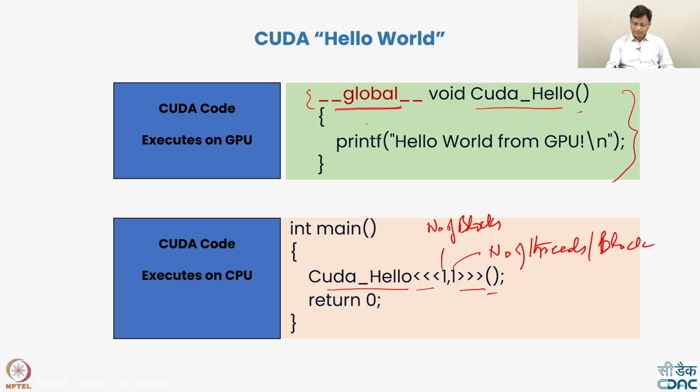As we have discussed about the global qualifier, whenever this keyword comes, this function can be called from the CPU, but it must execute on the GPU. So, the int main function is going to execute on the CPU, and when the CPU comes across this, it indicates that this is a kernel function and it should execute on the GPU. So, the CPU is calling this function, but it will execute on the GPU.